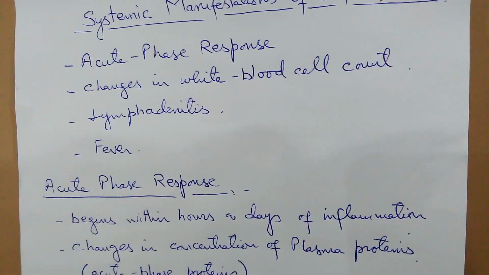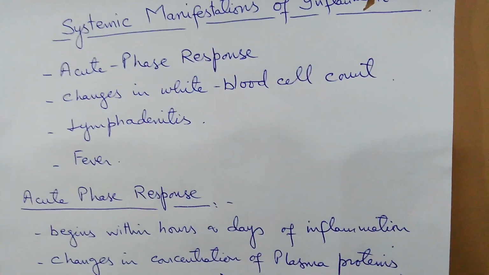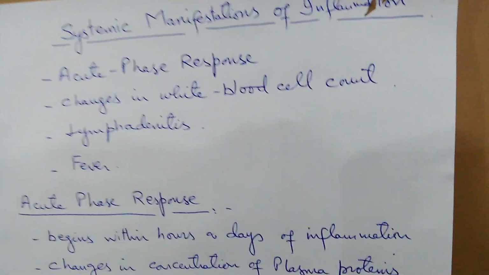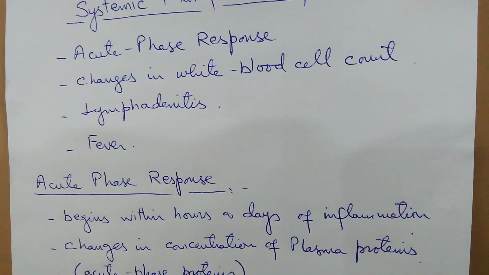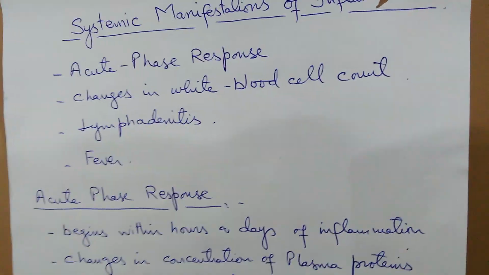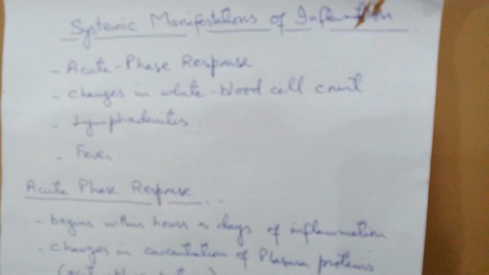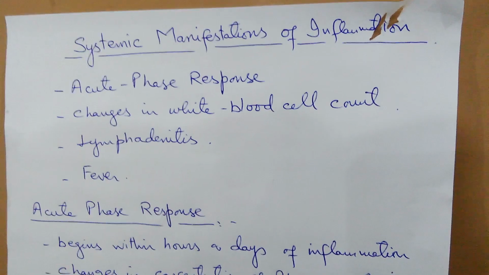Now, the last response of the human body towards inflammation or infection is fever. Students, fever is produced mainly because of interleukin 1. So, this was a very brief account of the systemic manifestations of inflammation or infection.